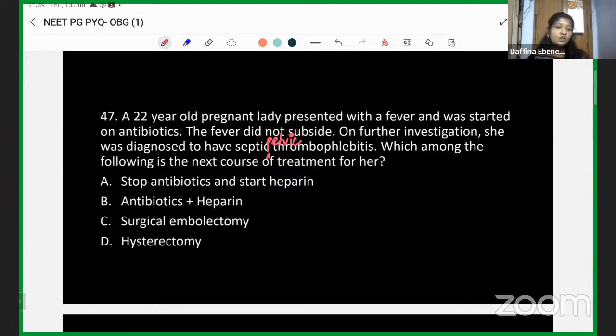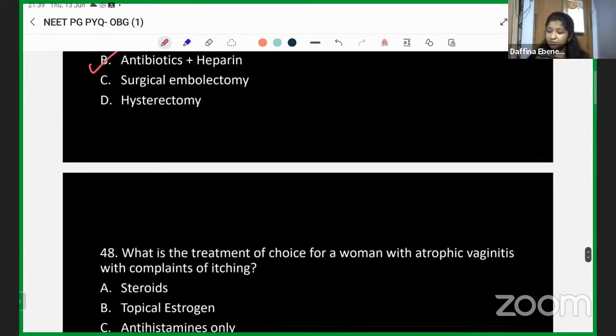So for septic pelvic thrombophlebitis, you have to give both antibiotics and heparin. You don't want it to embolize and cause other complications. So to prevent thrombus formation, you're going to give heparin. So antibiotics plus heparin will be the treatment.